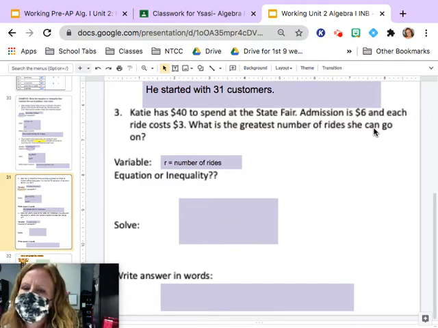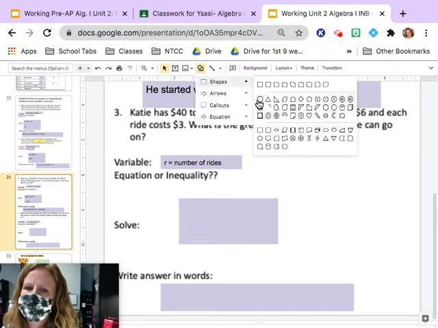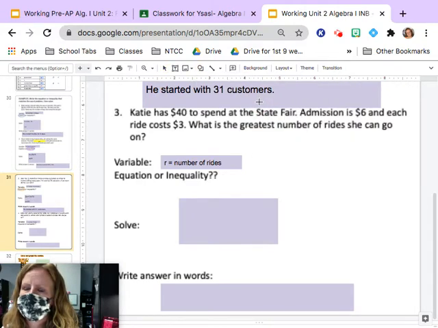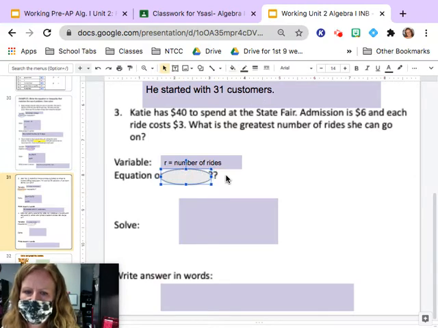What is the greatest number of rides she can go on? Is this an equation or inequality? Yeah, we're going to write it as an inequality. So we're not talking about the exact, we're talking about the greatest number.